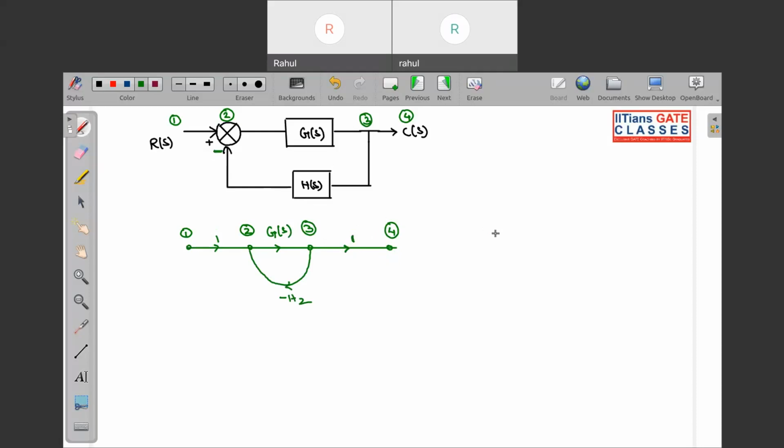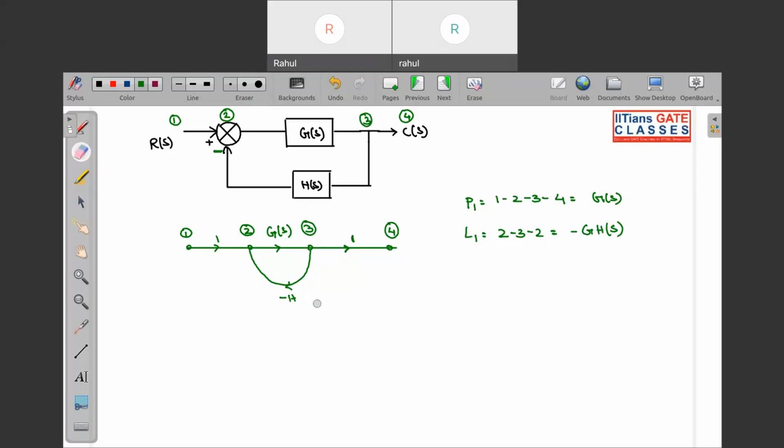Okay, so now if I want to calculate your transfer function over here, first, calculate the forward path. So P1 is what? You can see it is from 1 to 2, 2 to 3, and from 3 to 4. And the path gain is G of S. Loops. So L1, there is one single loop. It is from 2 to 3, and from 3 to 2. So loop gain is what? It is minus G of S H of S.